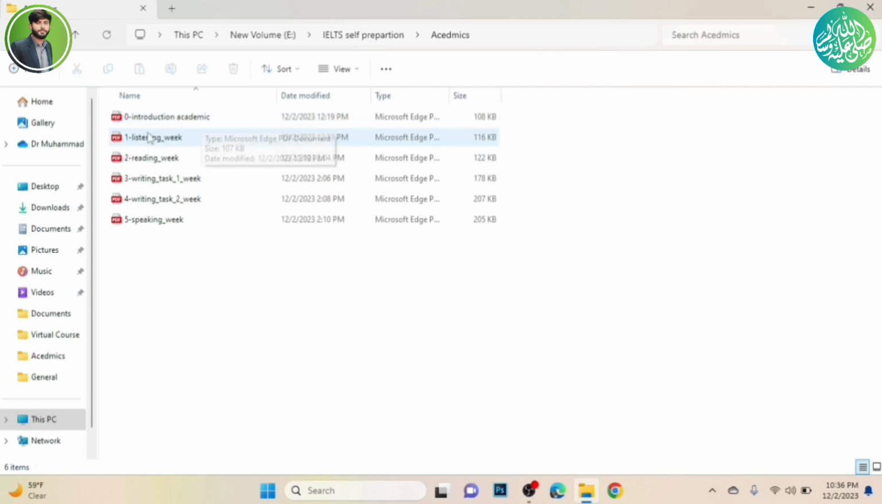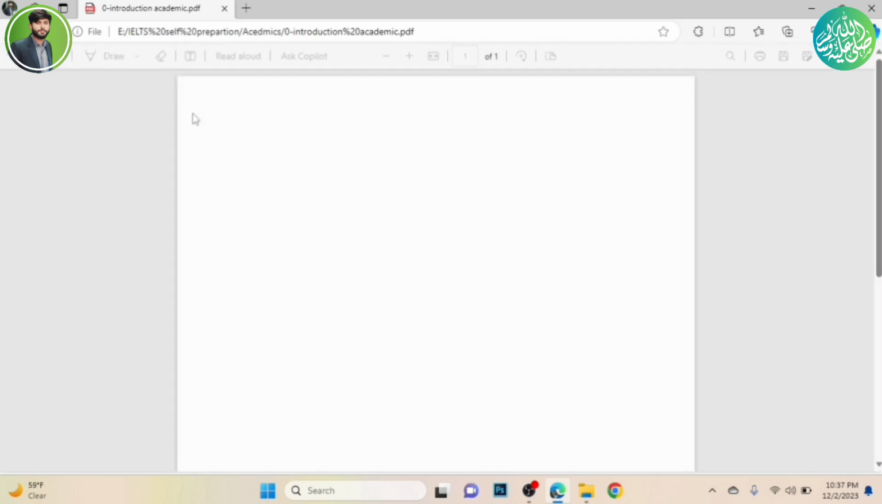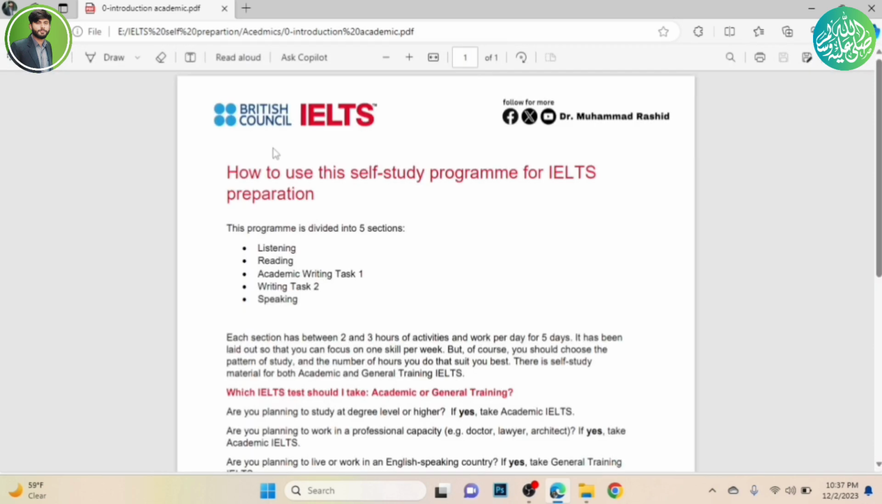You can see these are the PDF files, and they are distributed week wise in different files. You can see reading, writing, speaking and listening. These are the different parts of the IELTS, and we will discuss them one by one. First of all, let me open the introduction PDF file, to see how you can use this course and how you can prepare for the IELTS.